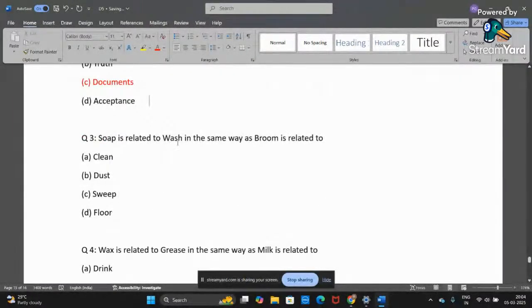Soap is related to wash in the same way broom is related to what? Sweep. Yes, you are right.